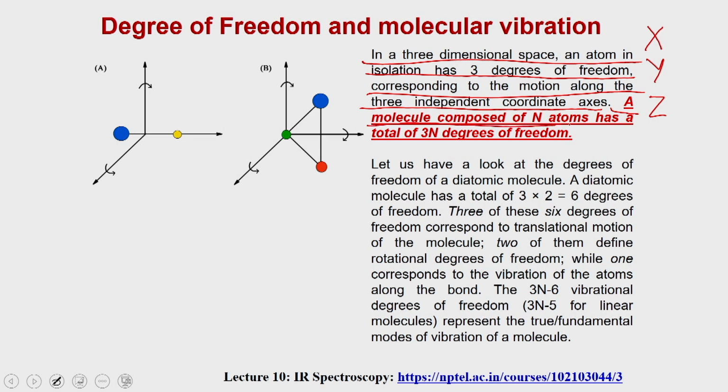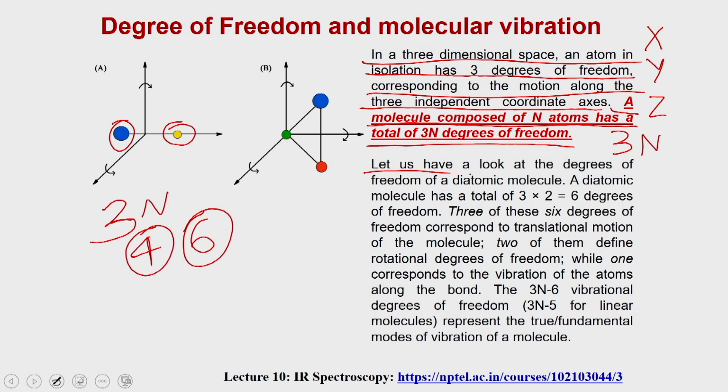If your molecule is composed of n atoms, then the number of degrees of freedom is equivalent to 3n. Let us take an example. Suppose you have a diatomic molecule, such as in this case. How many degrees of freedom? You are going to have 3 into 2, which means 6 degrees of freedom.